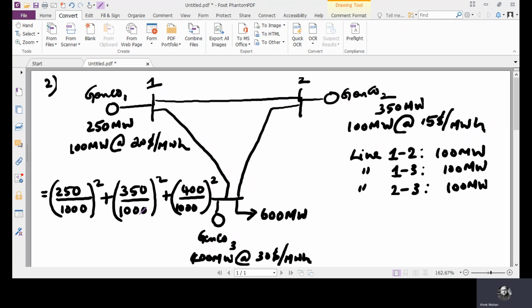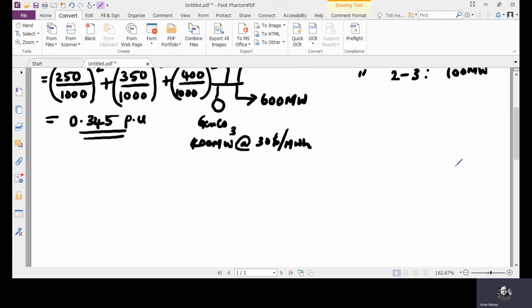So what will be this representation of HHI? This will be in per unit basis, right? So your answer will be 0.345 per unit. Okay. Now, what about the same HHI in terms of percentage? It will be 3450 in percentage. The same thing. Now, in this case, the inequality is not that much when compared to the previous case.